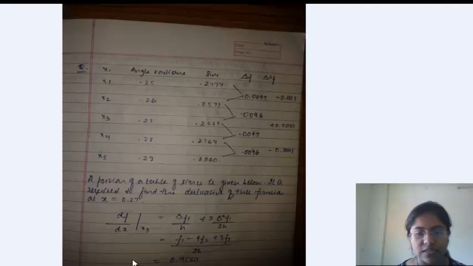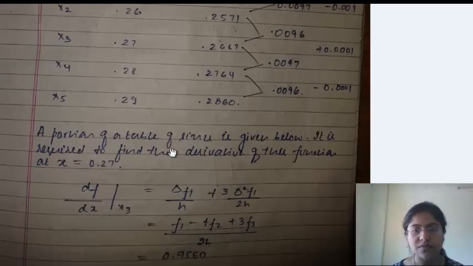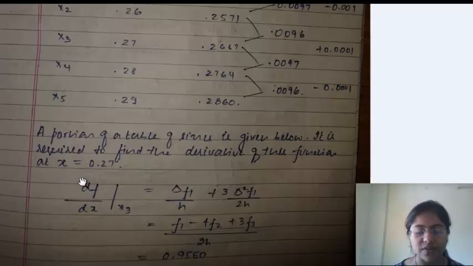Then heading for the next question, we see that we have been given various angles in radians with a difference of 0.01, that is 0.25, 0.26, etc., and the value of sine for the same. Again we use the forward difference operator to calculate del f and del square f. A portion of the table of sines is given below. It is required to find the derivative of this function at x equals 0.27.